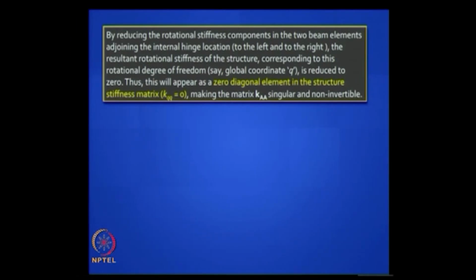By reducing the rotational stiffness components in the two beam elements adjoining the internal hinge location to the left and to the right, the resultant rotational stiffness of the structure corresponding to this rotational degree of freedom, let us say some global coordinate q, in this example coordinate number 2, is reduced to 0, agreed, because you have 0 rows and 0 columns there. When you do the slotting and make the structure stiffness matrix, K22, the diagonal element, will have a value equal to 0. That is not good.